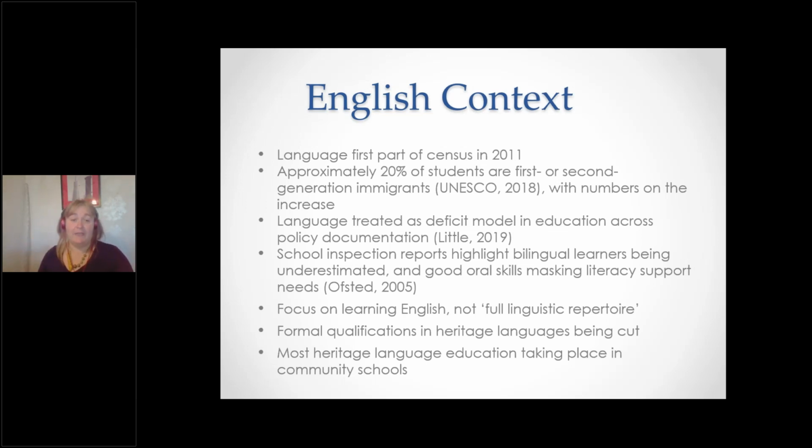Now, Ofsted has highlighted, this is fairly old, I'll admit, that bilingual learners are being underestimated, but also that good oral skills may mask literacy support needs. So what Ofsted were saying at this point in time is that if students do not necessarily hit the curriculum targets in English, then their skills in other subjects might be underestimated. So, for example, being a great mathematician or scientist, if they do not have the language to express that in English, that might not come to the fore. The focus then is on learning English rather than embracing what is called the full linguistic repertoire.